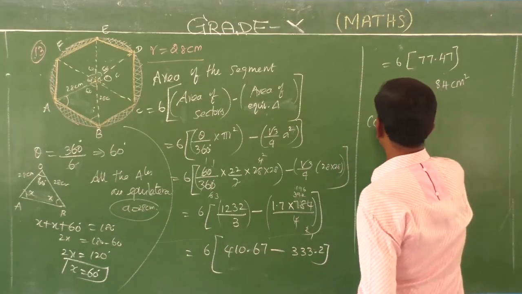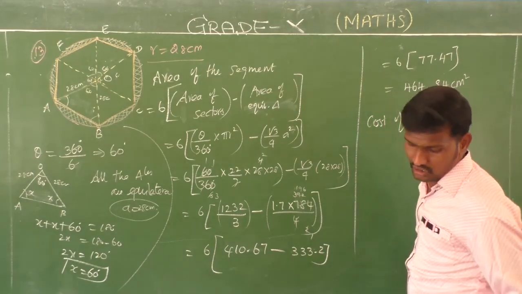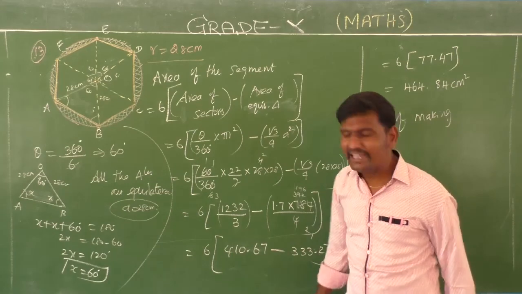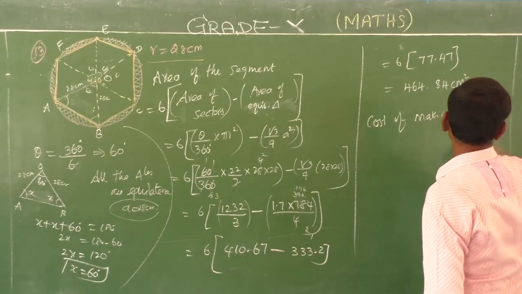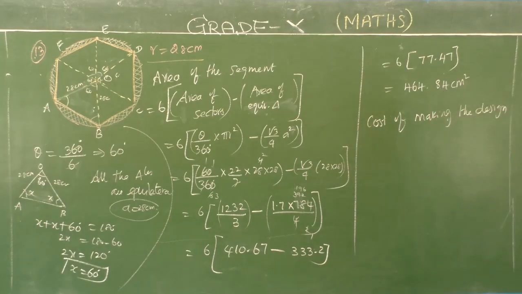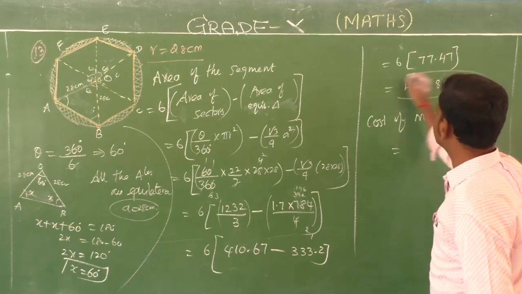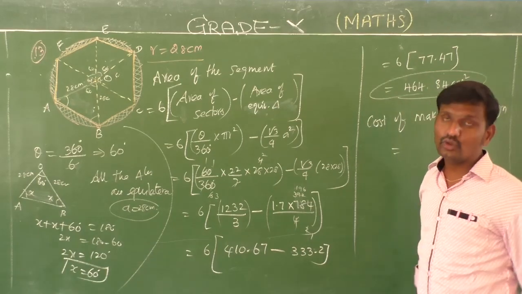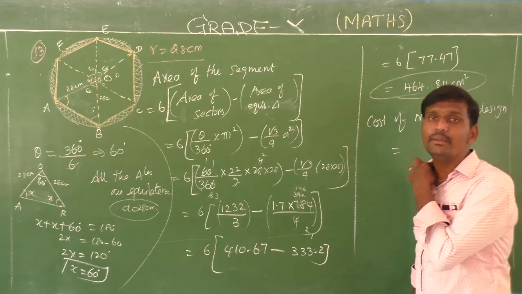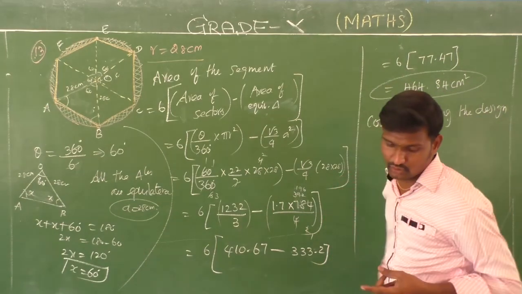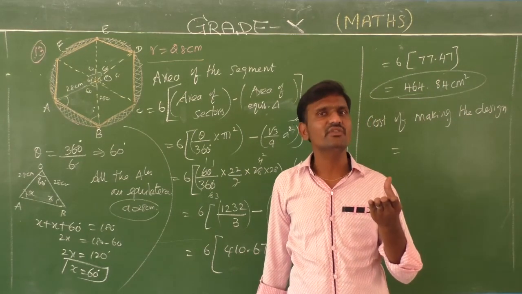Next is the final cost of making. What are they asking? Find the cost of making the design. So the cost of making the design equals the area of the sector, which you are going to multiply by the cost of 1 centimeter square. Per 1 centimeter square the cost is 0.35, that is 35 paise.